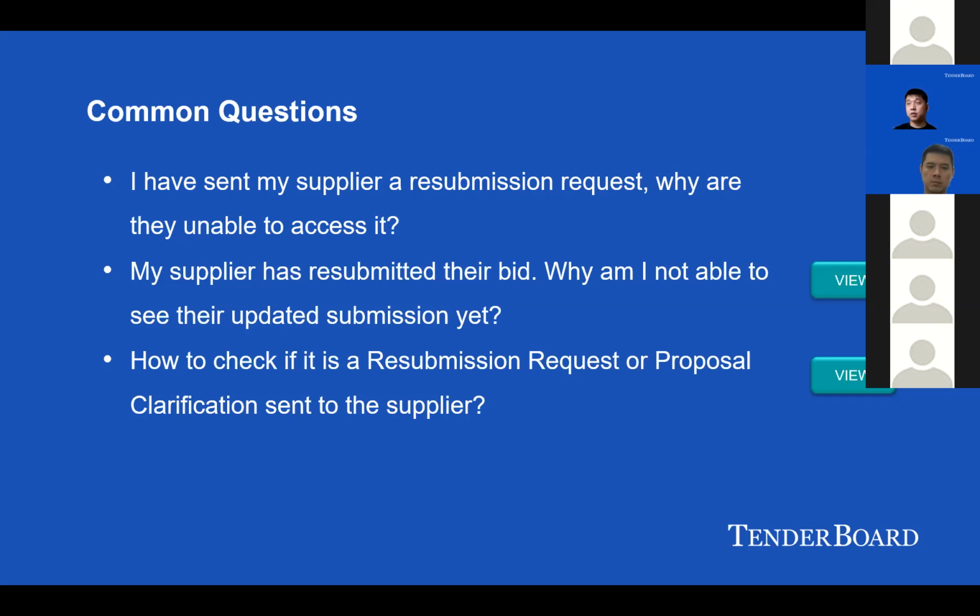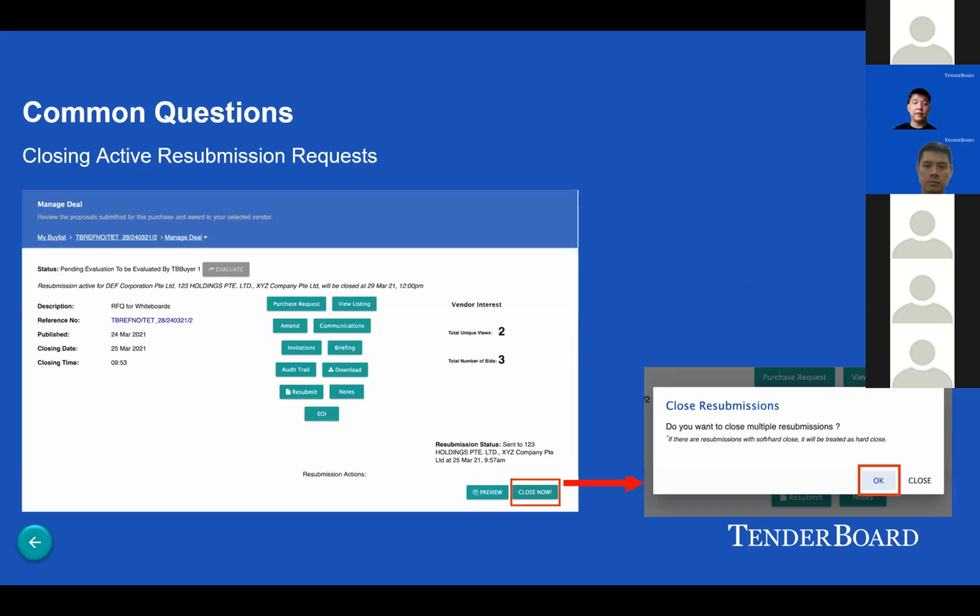Secondly, the second common question is, my supplier has resubmitted their bid. Why am I not able to see their updated submission yet? As I mentioned earlier, if you have the confidential submissions functionality, which ensures that bids are hidden during the tender process, you will have to close the active resubmissions by clicking on the close now buttons before you can view their bids.